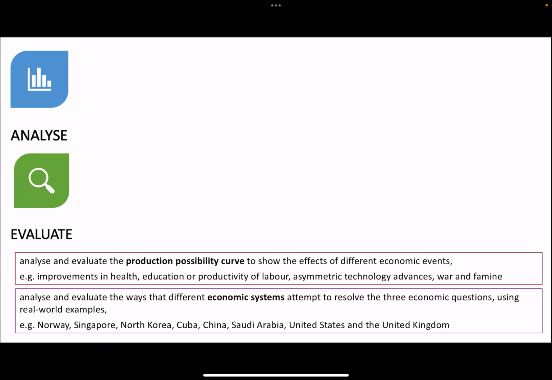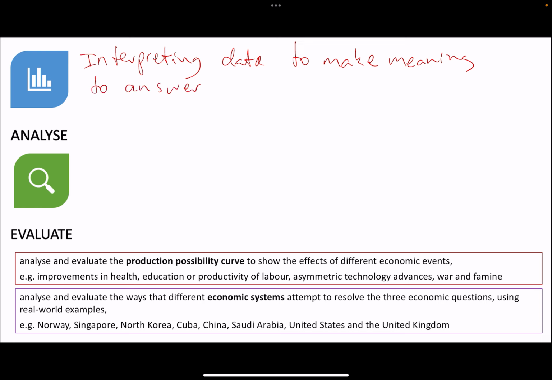Now, analyze and evaluate. Like I said, these videos aren't going to give you a whole breakdown of how to do an analysis and evaluation. The first step with analysis is to ensure that you understand that you are interpreting data to make meaning to answer a question. I think that's the simplest way to look at it. So you've been posed a question and you get some information given to you usually, and you've got to interpret it. And you've got to figure, how does this all help me to understand the question?